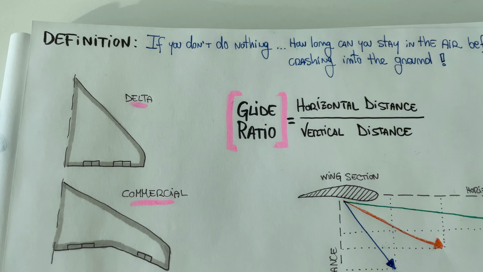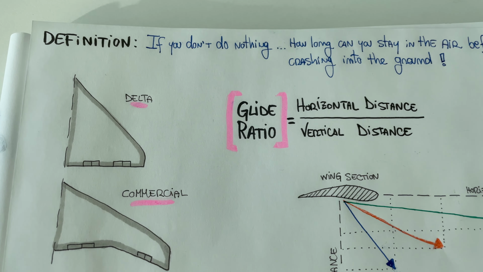Okay, we have the vertical and the horizontal distance. Based on the shape of the wing itself, we can assume different glide ratios. For example, if we have a ram air parachute and we move 3 meters in the horizontal distance and 1.5 meters in the vertical one, we obtain a glide ratio of around 2.